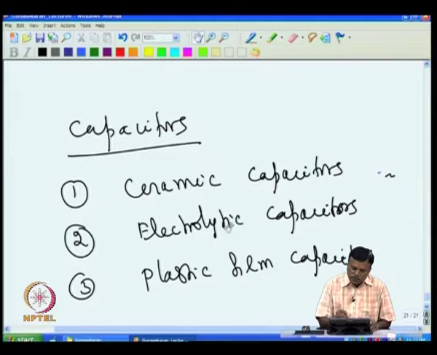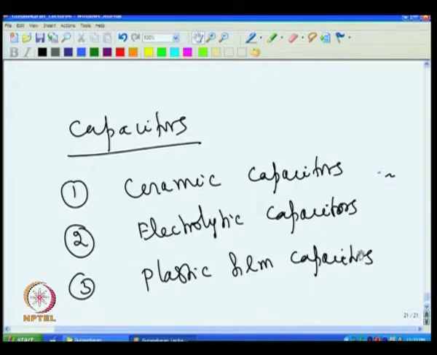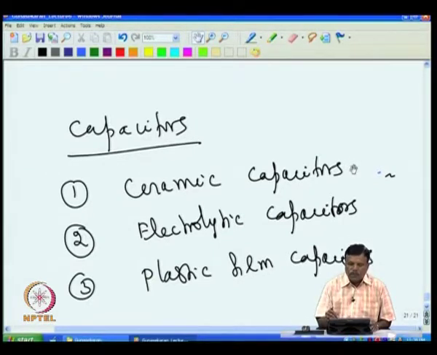If you see capacitors, we have 3 different types: ceramic capacitors, electrolytic capacitors, and plastic film capacitors. If you look at their characteristics, the value of ceramic capacitors changes quite a lot with temperature. For example, the temperature coefficient can be plus or minus 3000 ppm. Whereas plastic film capacitors have a very low temperature coefficient, you get 30 ppm, 25 ppm like that. Electrolytic capacitors also have a large drift with temperature, but they are available in large values. For example, if I want a 1 farad capacitor, I can get it in electrolytic, but that is not possible with plastic film or ceramic capacitors.